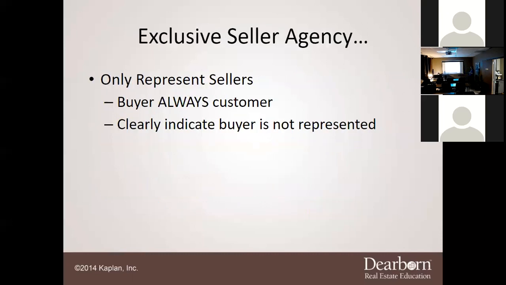Now, exclusive selling or seller agencies. You only represent the seller under an exclusive seller agency, and the buyer always is the customer. So it clearly indicates the buyer is not represented in this situation. You have to remember this situation. If you are under contract, if Travis goes out and finds a seller, and Aiden, you find a buyer, you're both under who? Under me. So I'm still the middleman here. Aiden, you're here. Travis is here.